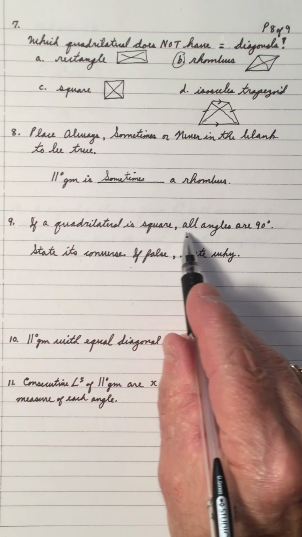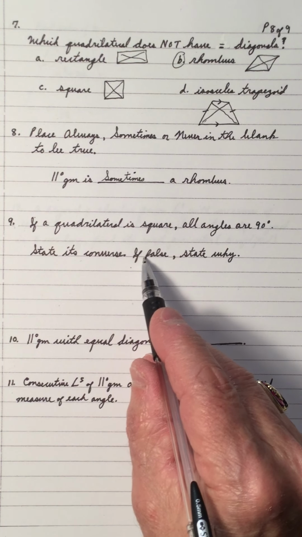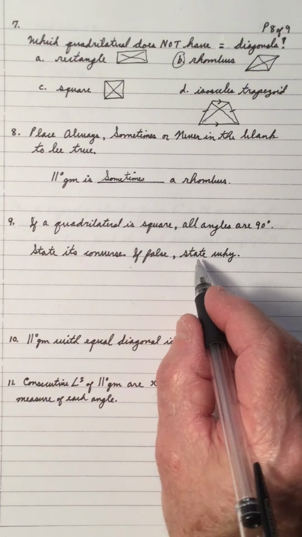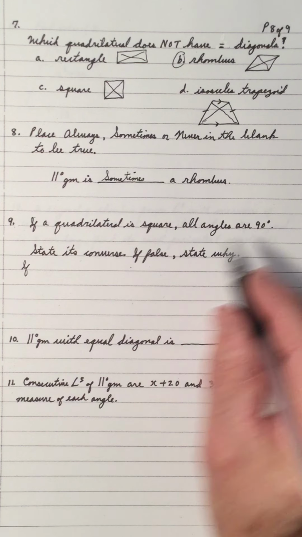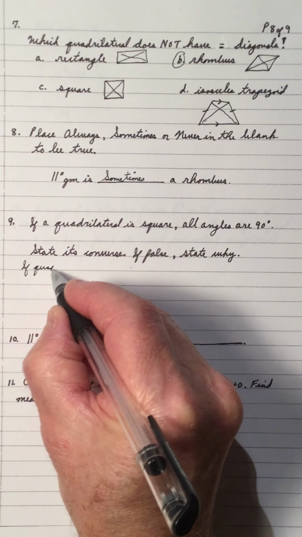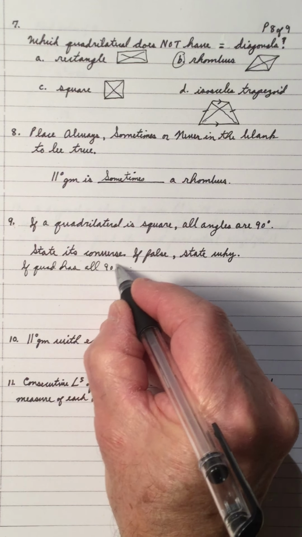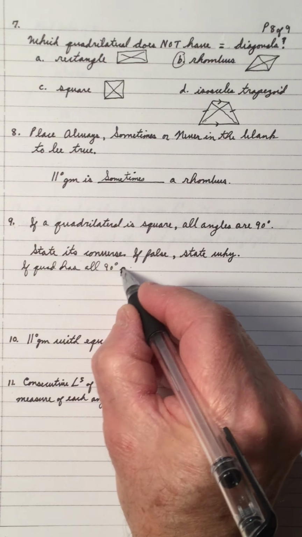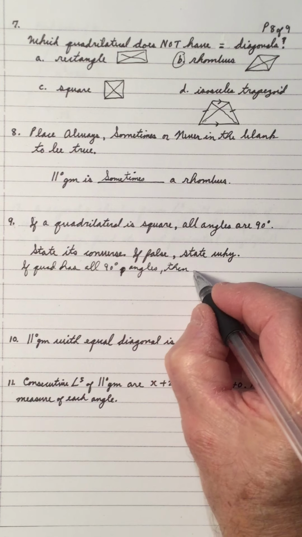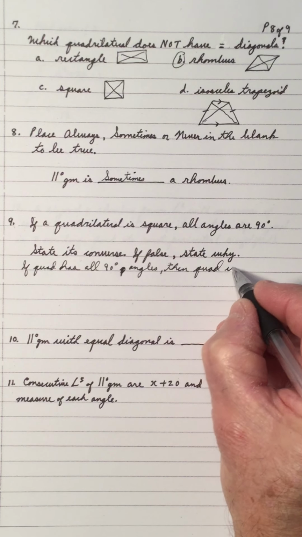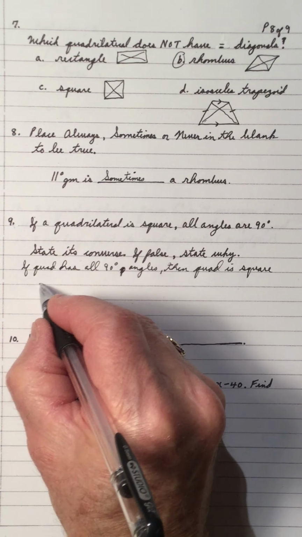A quadrilateral is a square if all angles are 90. State its converse. If false, state why. If a quadrilateral is a square, all angles are 90. The converse: if a quadrilateral has all 90-degree angles, then the quadrilateral is a square. And that's false.